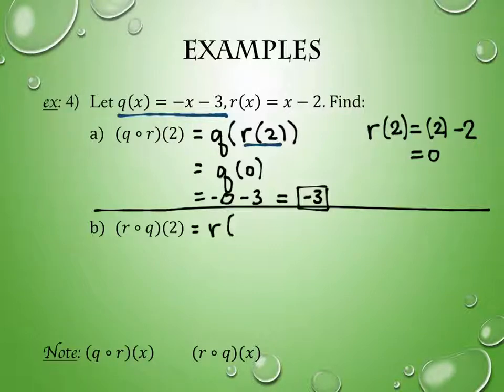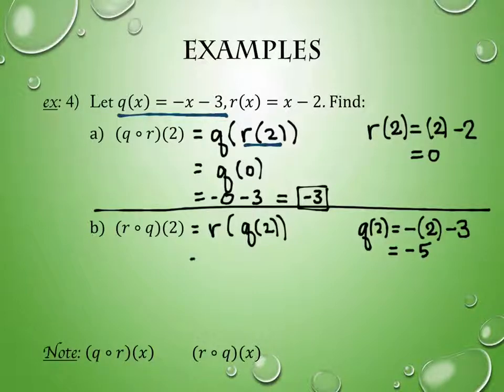This is now r of q of 2. And I start on the inside, which is q of 2. Okay, so q of 2 means I go to which equation? The first one, the q equation. And what do I do with the 2? I plug it in for x. So there's already a negative here. I plug the 2 in for x, and then I have minus 3. What is q of 2? Negative 5 is right.